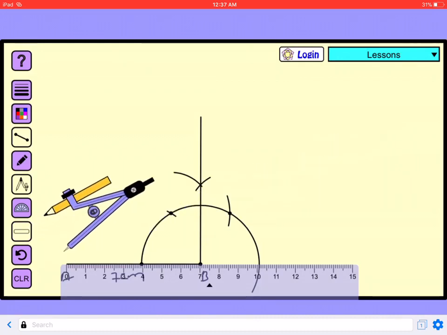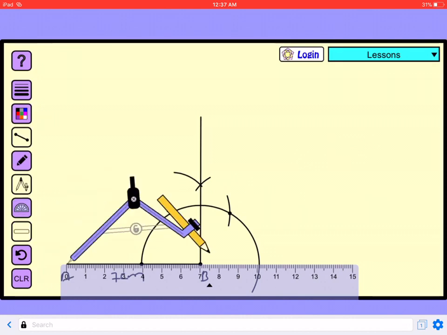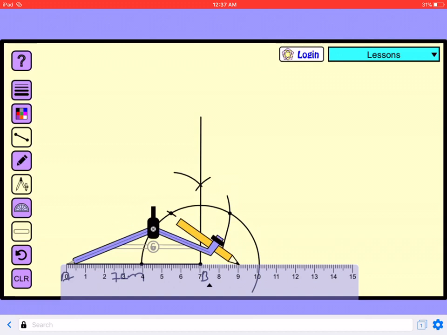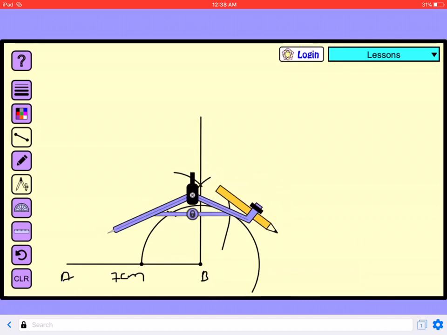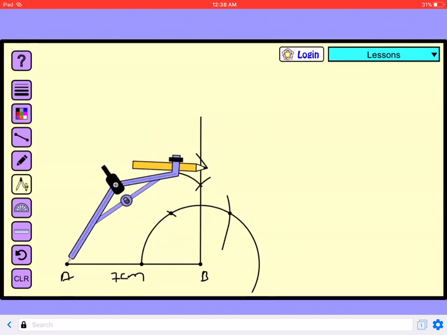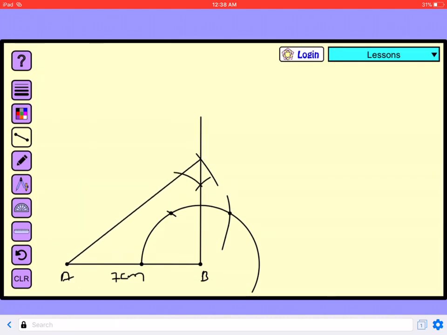So this is the extended arm of angle B. Now taking A as a center and adjusting the opening of compass equal to 9 cm, which is the hypotenuse of this triangle, swing an arc which intersects the extended arm of angle B at point, say, C. Now join the point C to A. So you will get the required triangle ABC.